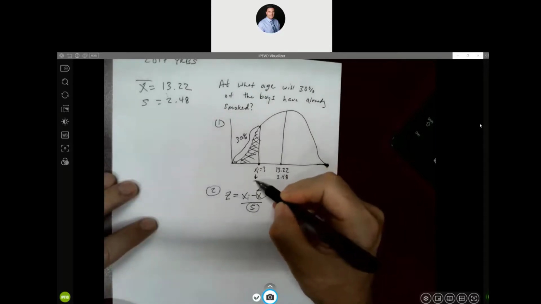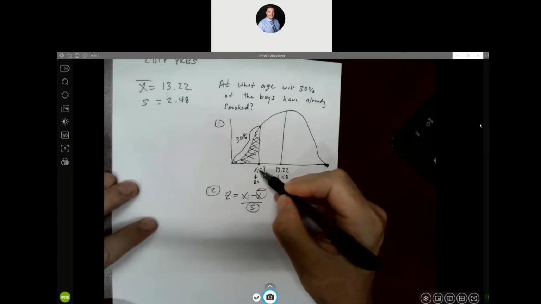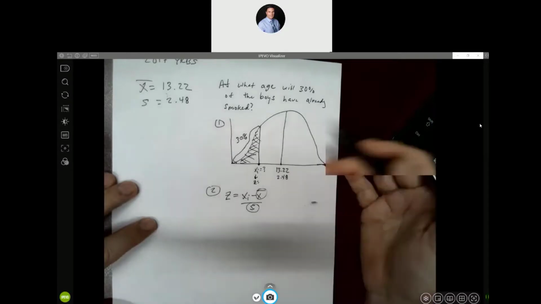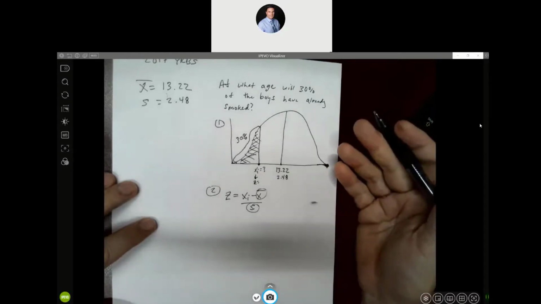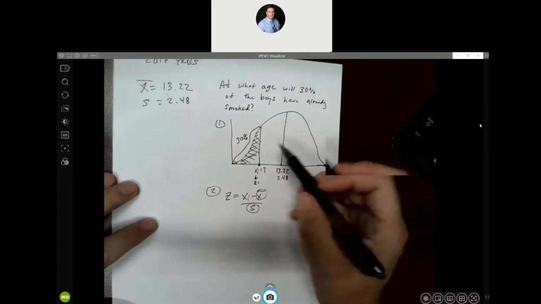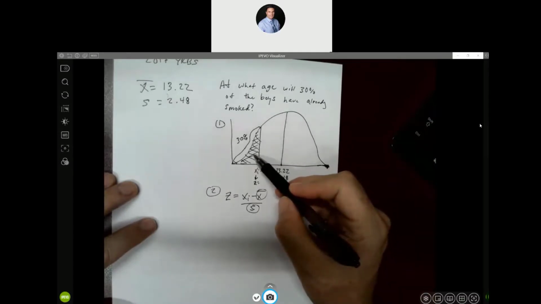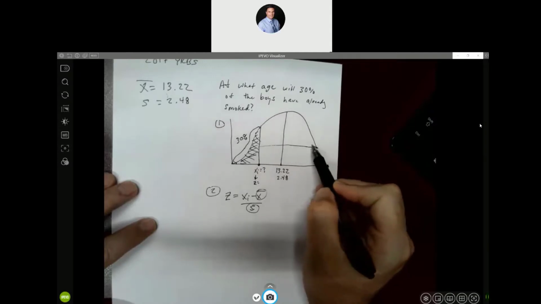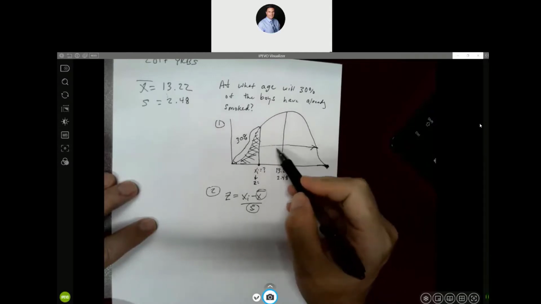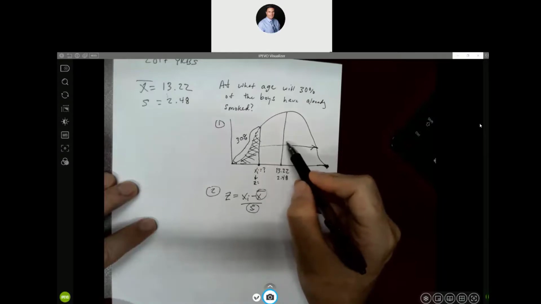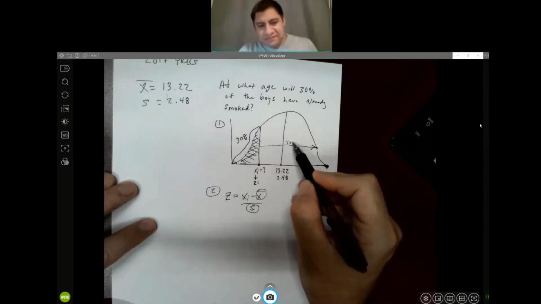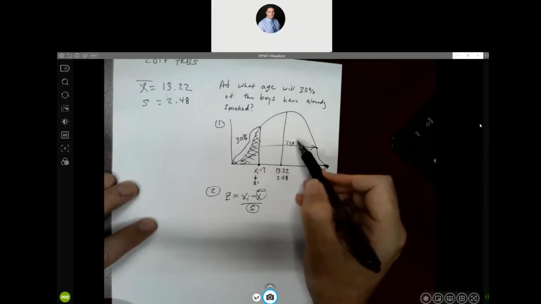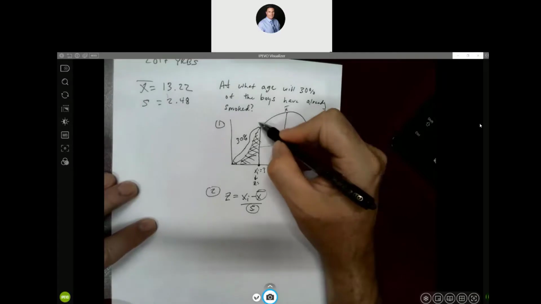We could find out what is this z-score that corresponds to this x sub I, even though we don't know what the x sub I is. How do I know we can do that? Because I know this small portion is 30%. What would be this large portion here, Elias? 70%. Very good.